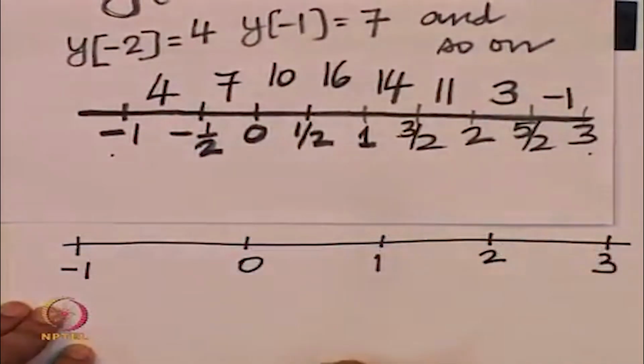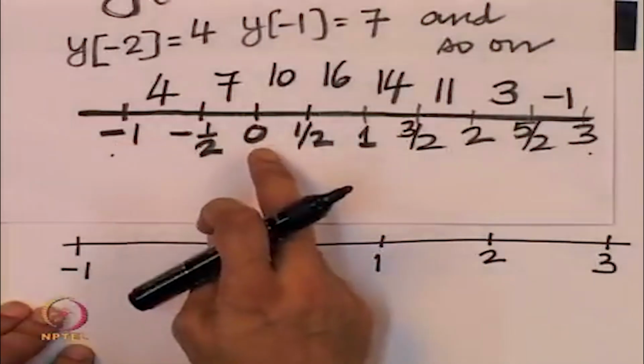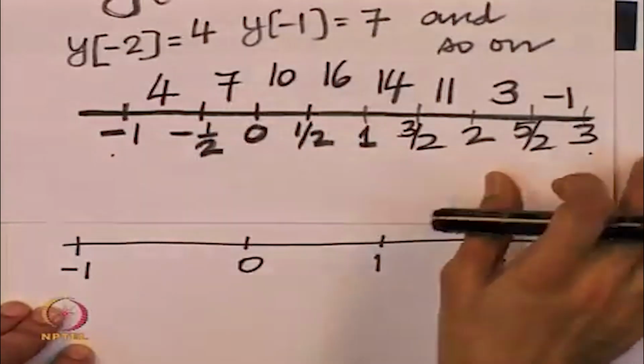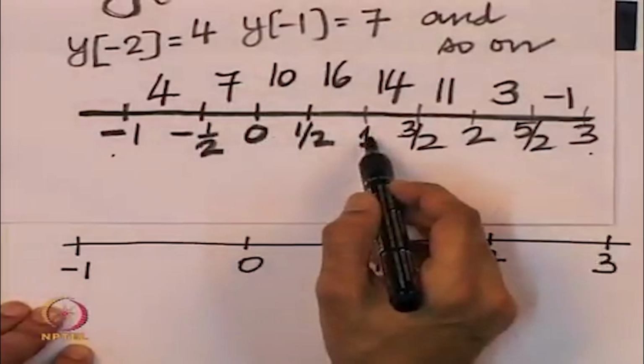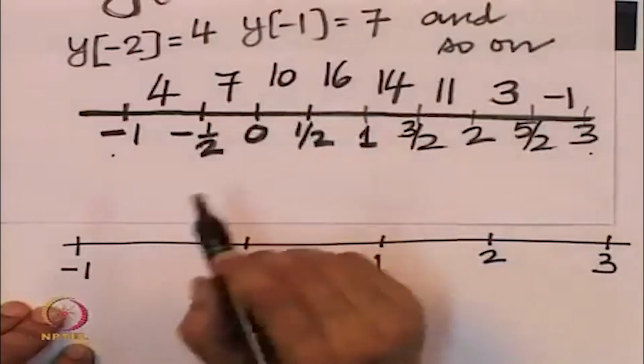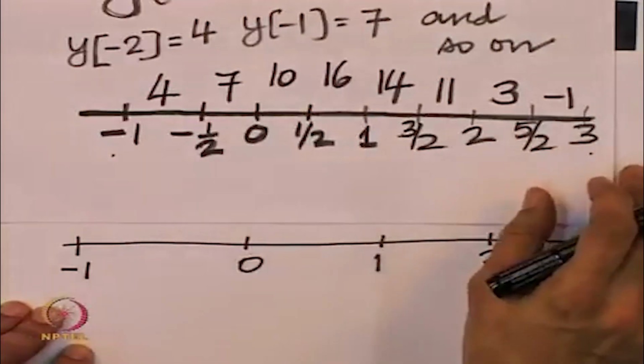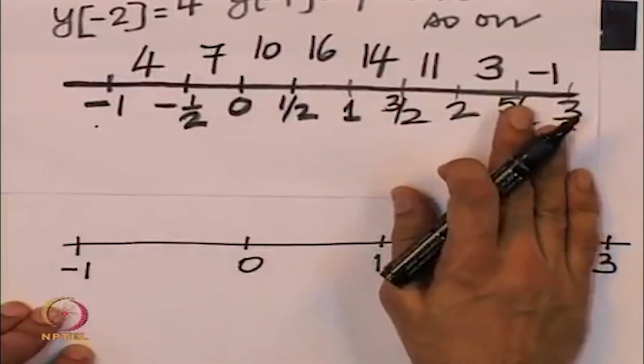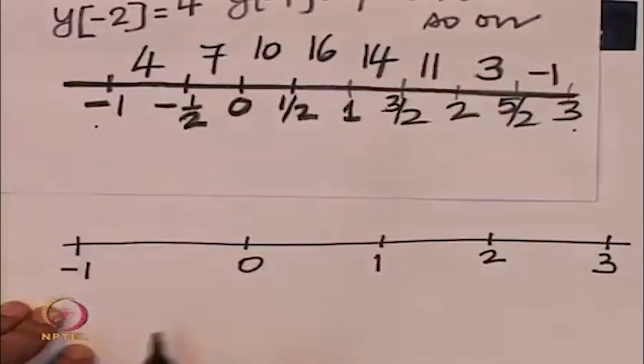So, let me keep this for reference on top. Now, between minus 1 and 0, as we see, the projection would be 4 plus 7 by 2. Between 0 and 1, the projection would be 10 plus 16 by 2. So, let us put down the values. I will keep this for reference on top and put down the values here.